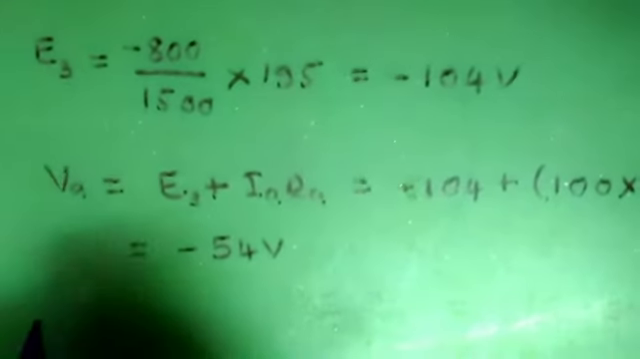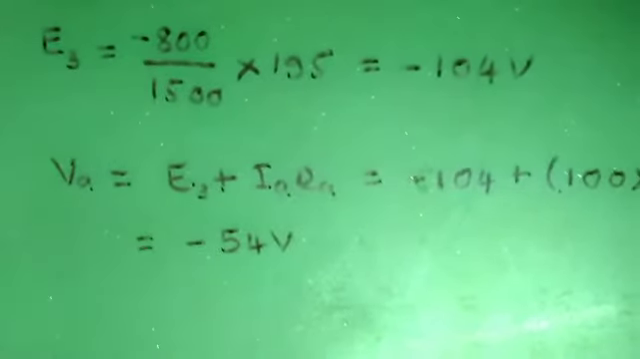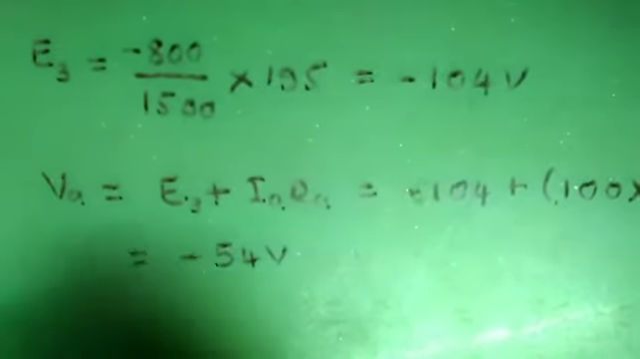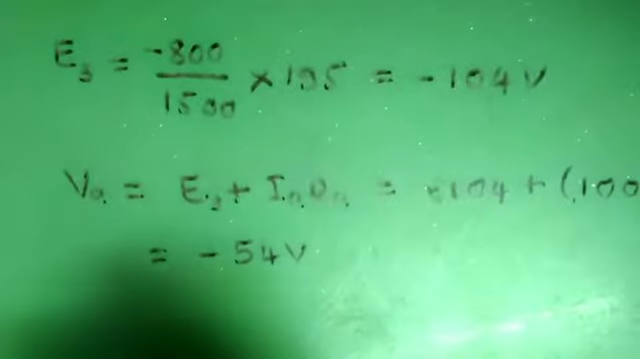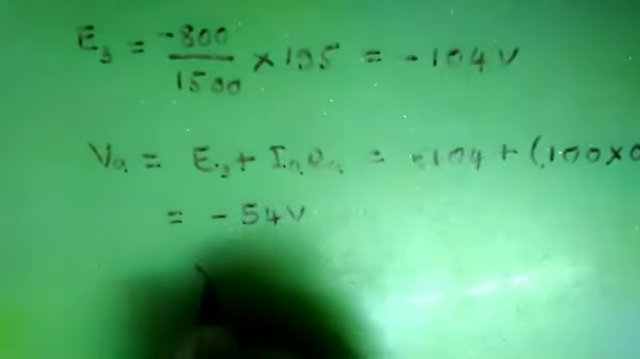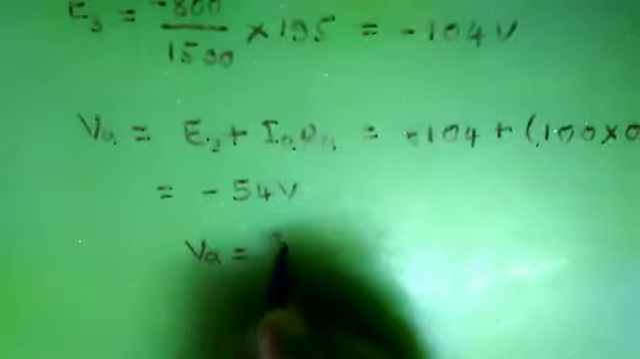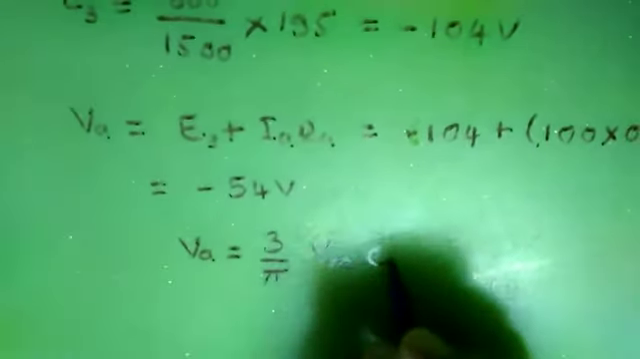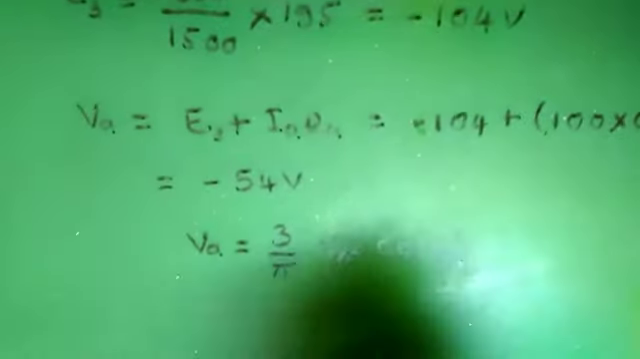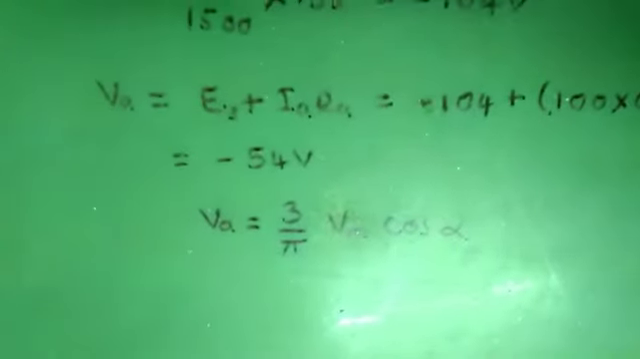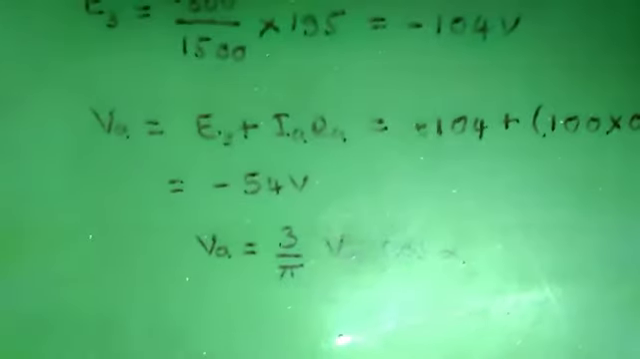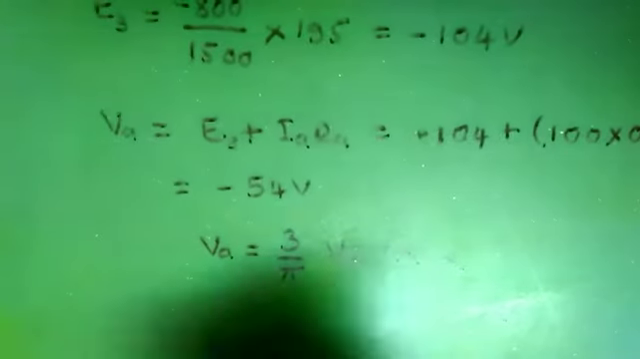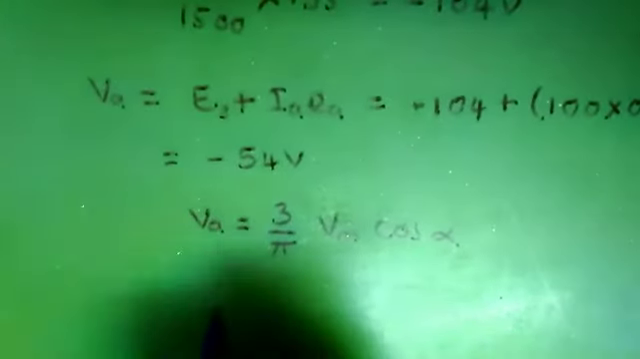Now we know the equation of the three-phase fully controlled rectifier. The basic equation only we have to use here. So I will write once again, VA is equal to 3 by π VM cos alpha. Now we have to substitute the values of VA and VM. VM we also calculated in the first case.